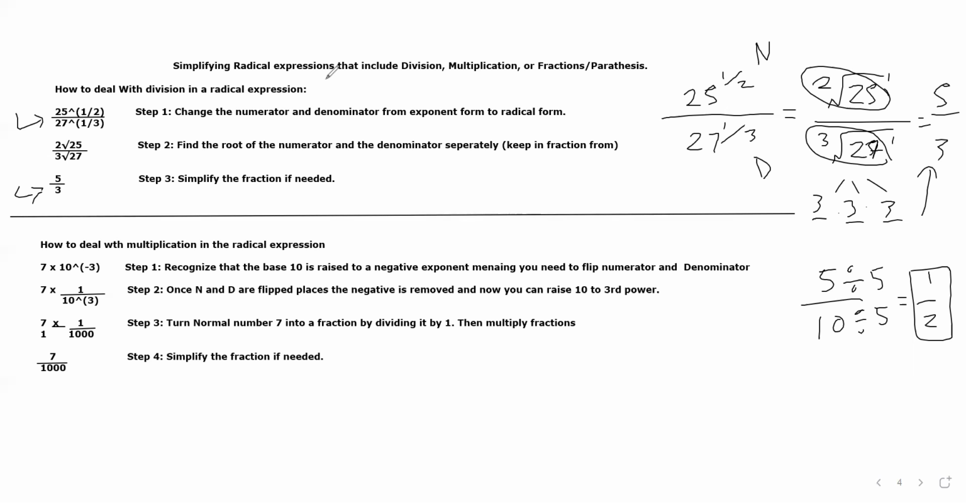Okay, so first things first, recognize that the base 10 is being raised to a negative exponent, meaning you need to flip the numerator and denominator to get rid of that negative. Okay, so we're gonna ignore the 7 for now.